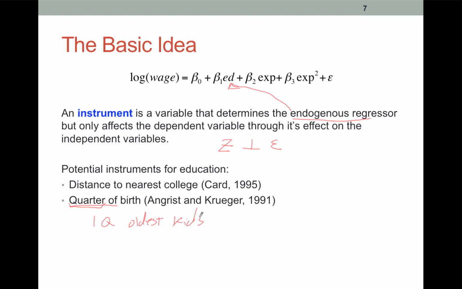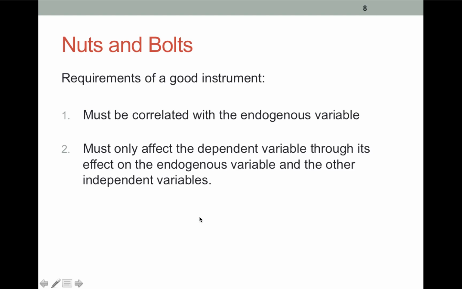So how does IV work? Well, first we need a good instrument. And that means an instrument that's correlated with our endogenous variable, like education, first. And second, a good instrument has to affect the dependent variable only through its effect on the endogenous variable and the other independent variables. It cannot have a direct effect.